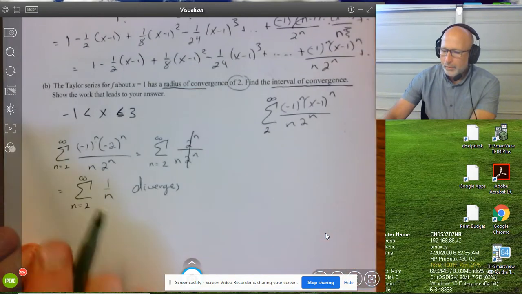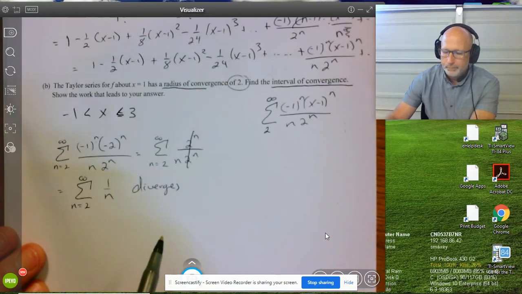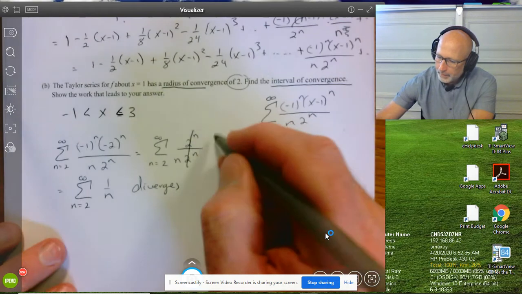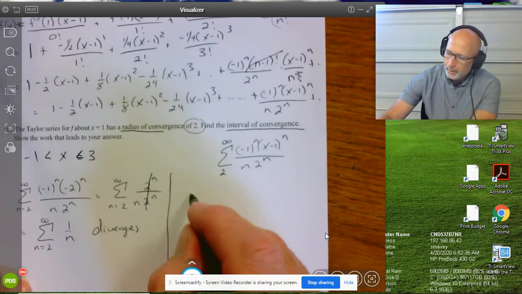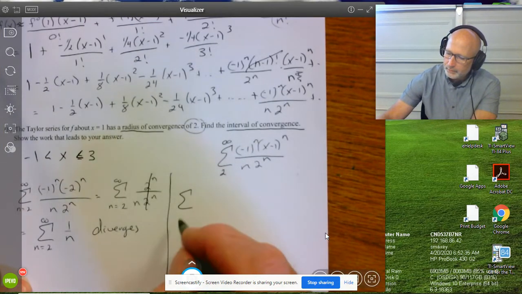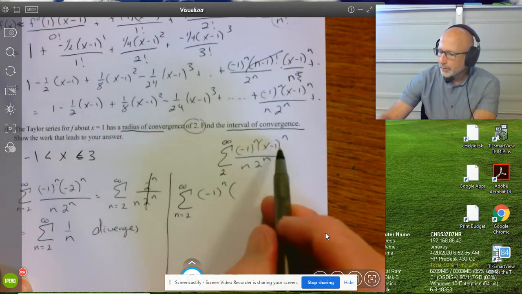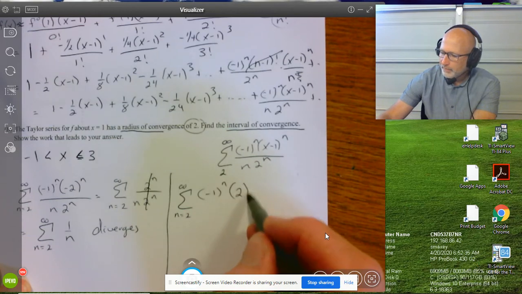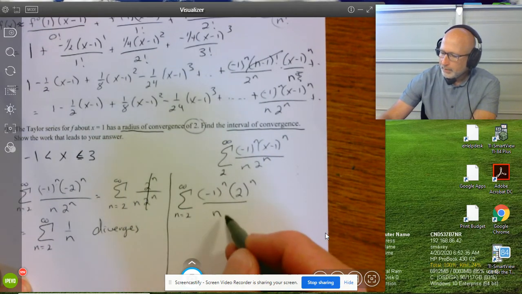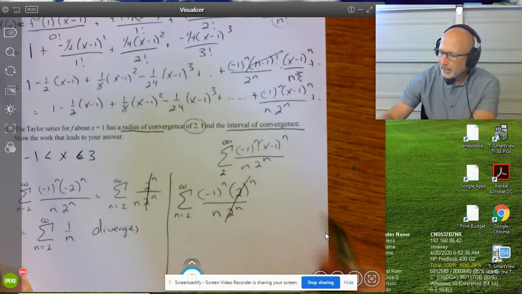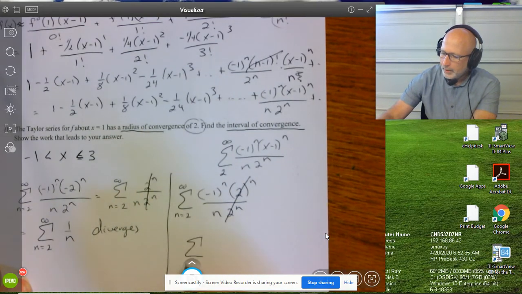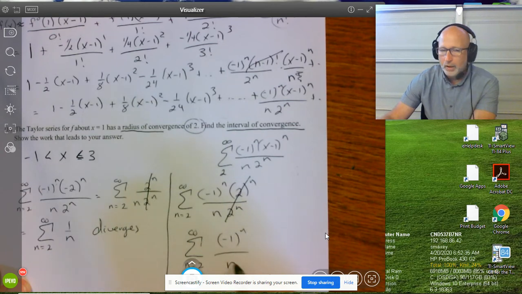Okay, so negative 1 cannot be included. Let's check the 3. Okay, so checking the 3 now. You plug it back into this equation. So you have the sum as n goes from 2 to infinity of negative 1 to the power of n. 3 minus 1 is 2, so you have 2 to the power of n all over n times 2 to the power of n. Those cancel, and you're left with the summation as n goes from 2 to infinity of negative 1 to the power of n all over n.